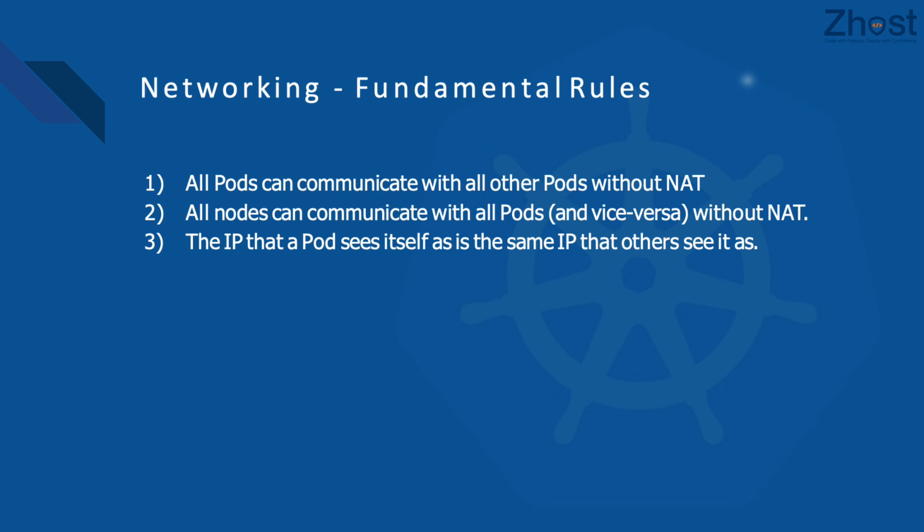2. All nodes can communicate with all pods, and vice versa, without NAT. Any node in the cluster can reach any pod, even if the pod is running on a different node. This ensures smooth communication across the entire cluster. 3. Pods have the same IP internally and externally. The IP address a pod uses to identify itself is the same IP seen by other pods and nodes. This ensures consistency and simplifies networking for applications. These rules provide a flat, connected network that enables easy scaling, security enforcement, and load balancing within Kubernetes.